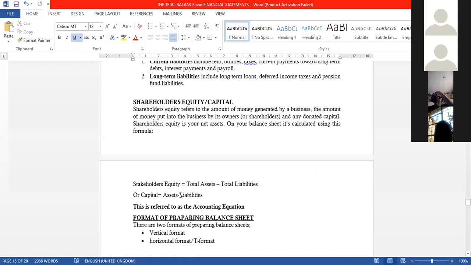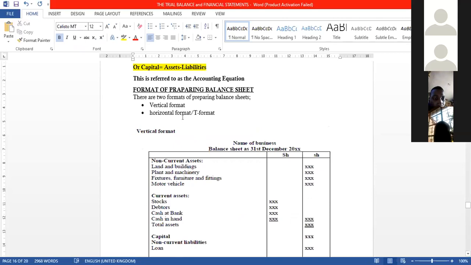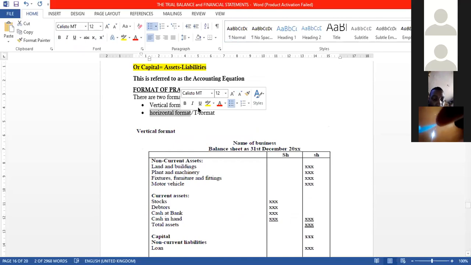Good. That takes us to what we call the accounting equation, which states that capital is equal to assets minus liabilities. Assets minus liabilities. Now, we have two main formats of preparing a balance sheet. One is what we call the vertical format, and the other one is the horizontal format, or what we famously call the T format.